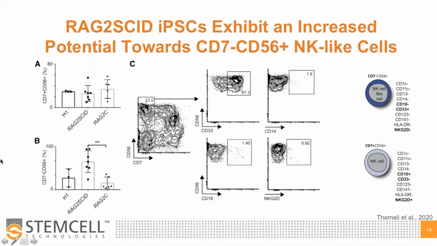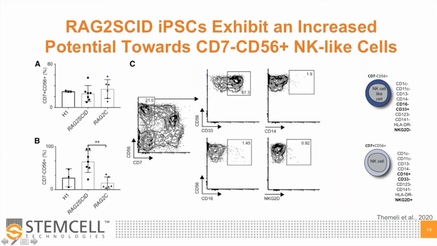Now, they went a step further to look at other cell types that they observed in a co-culture. So see the CD7, CD56 NK cells, they don't see really a difference in that population for the wild type versus the RAC2 SCID. However, they did observe that there's a CD7 negative, CD56 positive cell population, and that's enriched in the SCID, while it's not really that highly present in the wild type or the gene corrected.